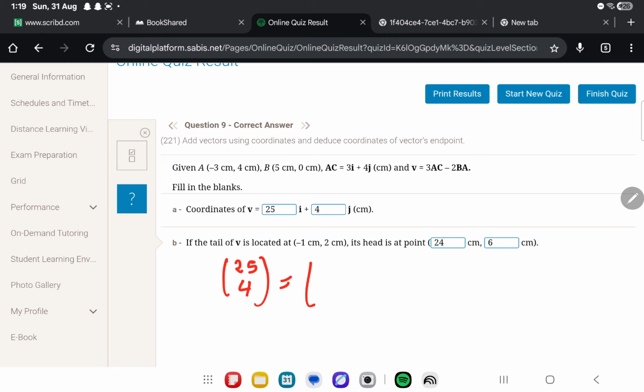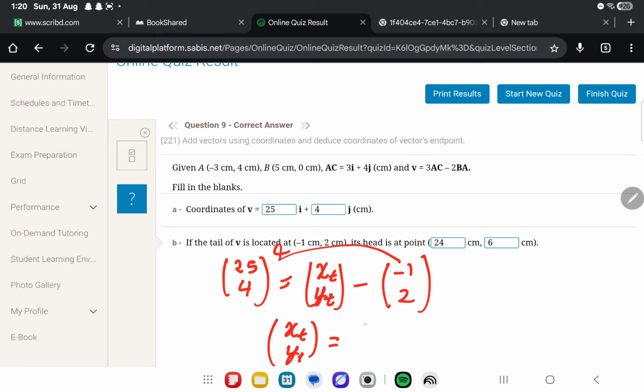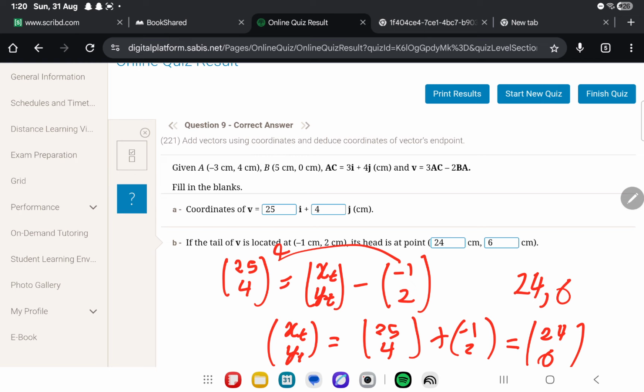So I'm going to write x_t, which is terminal, and y_t, minus (-1, 2). We're going to take this to the other side. So (x_t, y_t) is equal to (25, 4) plus (-1, 2). So it's going to be 24, and 4 plus 2 is 6. This is my answer: (24, 6).